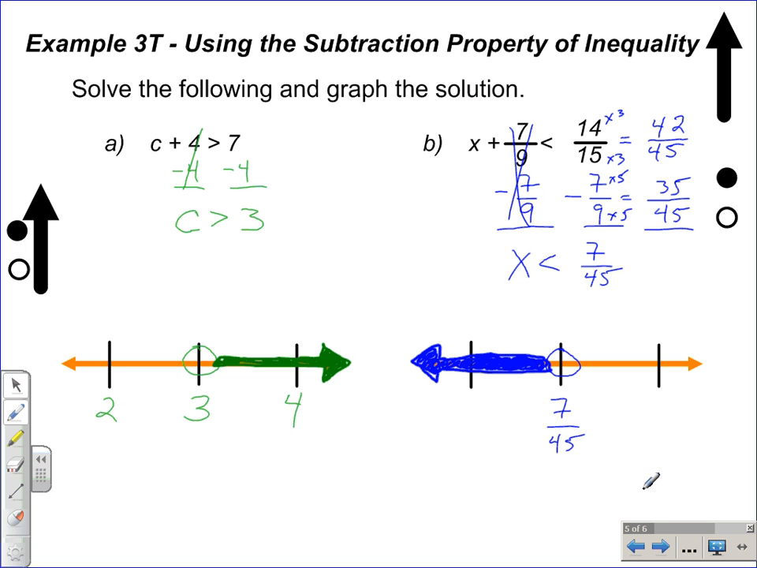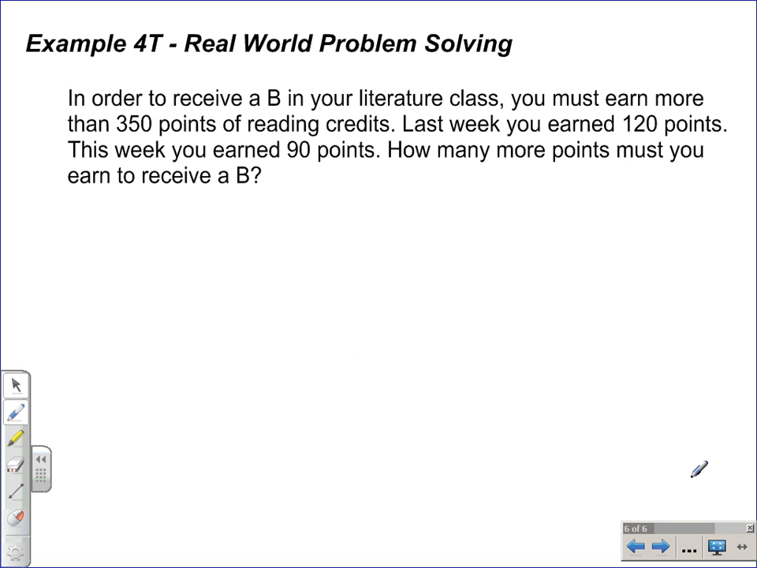Let's take a look at a problem-solving situation. Example 4T, real-world problem solving. In order to receive a B in your literature class, you must earn more than 350 points of reading credits. Last week you earned 120 points. This week you earned 90 points. How many more points must you earn to receive a B?